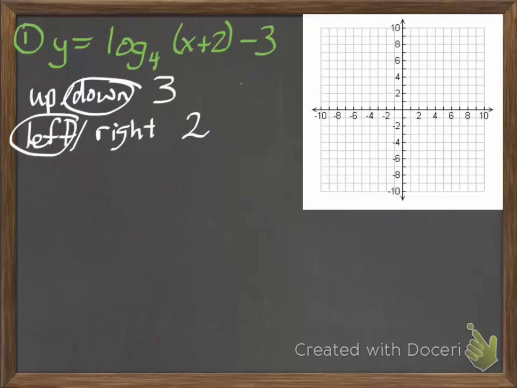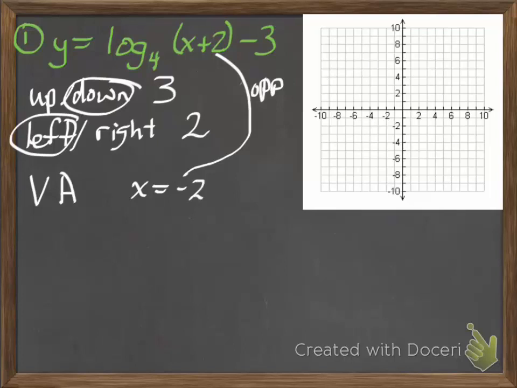So where is my vertical asymptote, which I will abbreviate as VA, going to be? It's going to be x equals the opposite of this. So negative 2. So I'm going to go ahead and graph that in here. At negative 2, we are going to have a vertical asymptote.